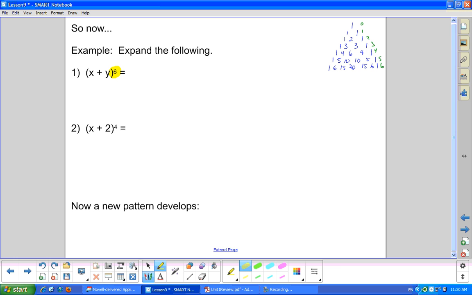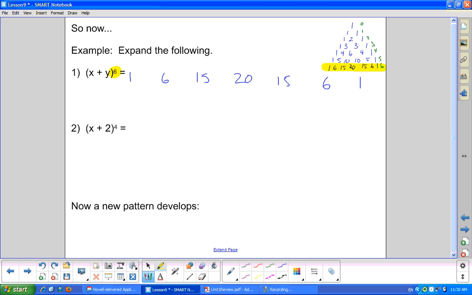Okay? So first thing I'm going to do is write out the coefficients from the 6th row. I'm going to space it out so that it fits across the page. You want to leave yourself some room. So 1, 6, 15, 20, 15, 6, and 1.